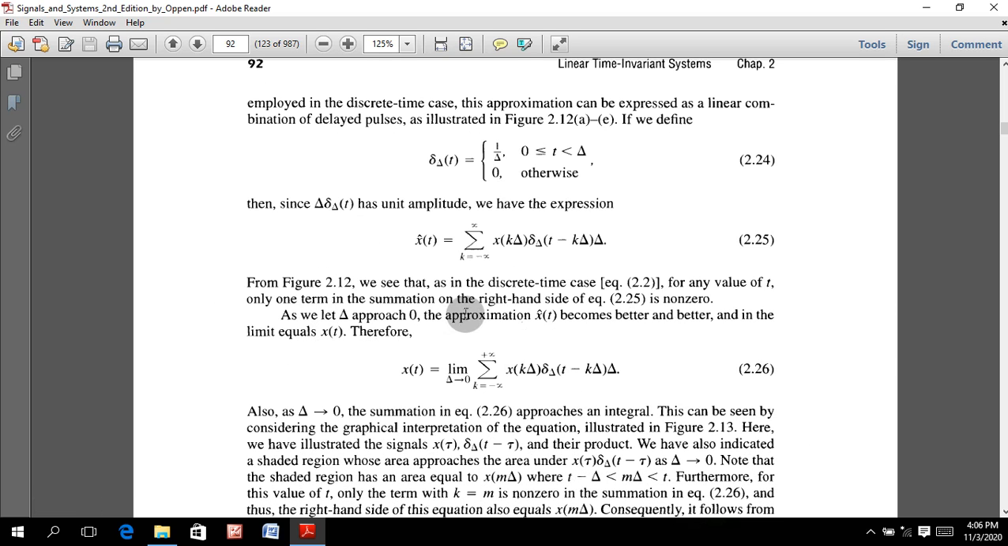So it could be written as x of t equals the limit as del tends to 0 of the summation from minus infinity to plus infinity of x of k del times del of t minus k del. Okay, this could be written here.